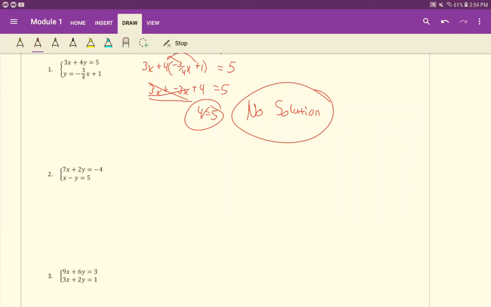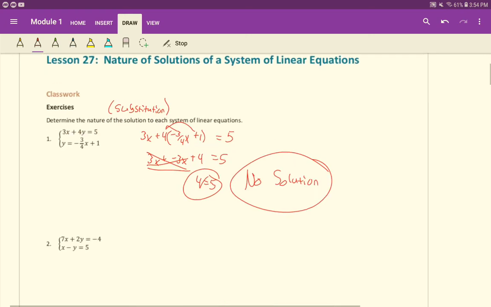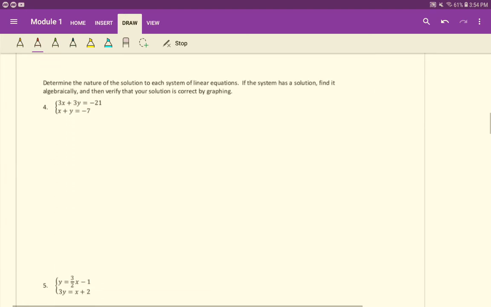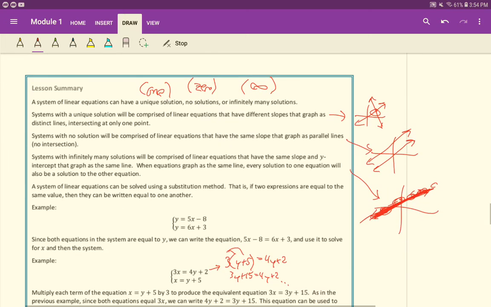Okay, welcome back. This is Lesson 4 in Module 1 for Contemporary Mathematics. We're going to continue our look at the nature of solutions of a system of linear equations. So we learned that there's 3 different options for a system of linear equations. Okay, we can have 1 solution, 0 solutions, or infinite solutions. We learned that in the last lesson.